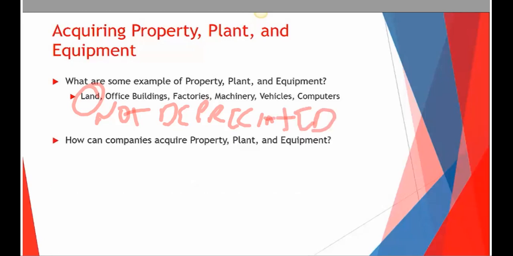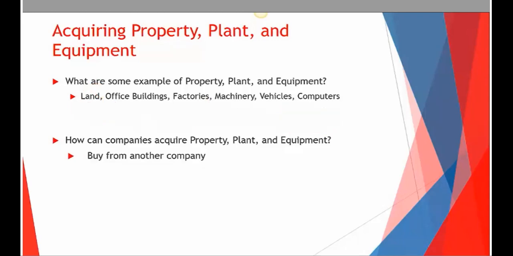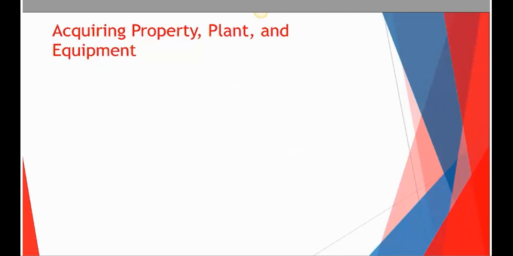And then how do companies acquire them? We're looking at 2 different ways. By far, the most common one is buying from another company. But as we saw with Costco, they can also construct their own assets. That'd be Costco building their own stores, probably building some warehouses, things like that. Exactly. All right, so software too.